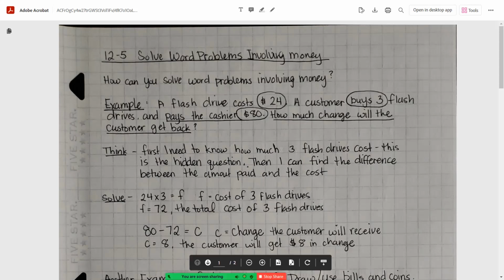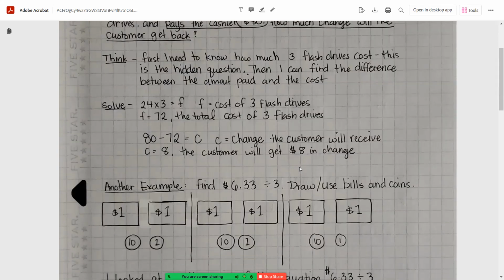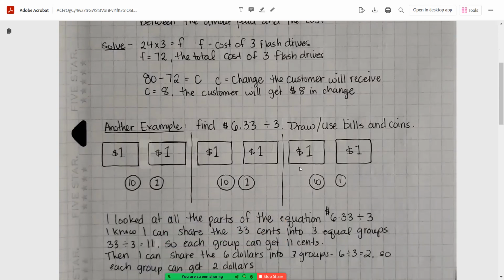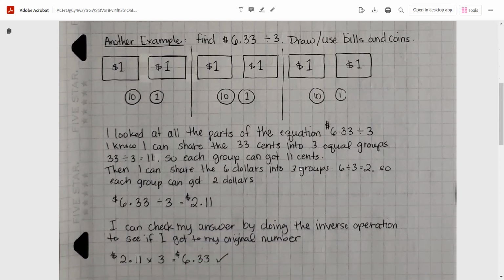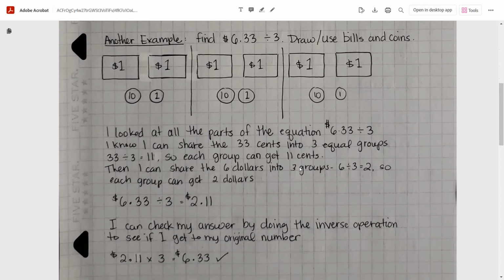So you see we had a couple of steps to do here. First, we had to identify and solve our hidden question. After we found the answer to our hidden question, we were able to use that to solve and answer the main question.